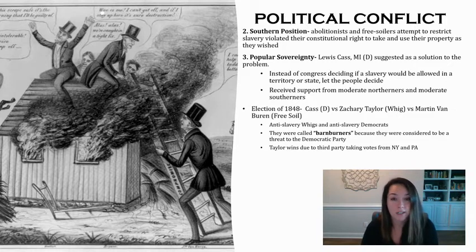So Zachary Taylor is going to end up winning, mostly because Van Buren's going to take some votes from New York and Pennsylvania, which would otherwise probably have gone for Lewis Cass, the Democrat.